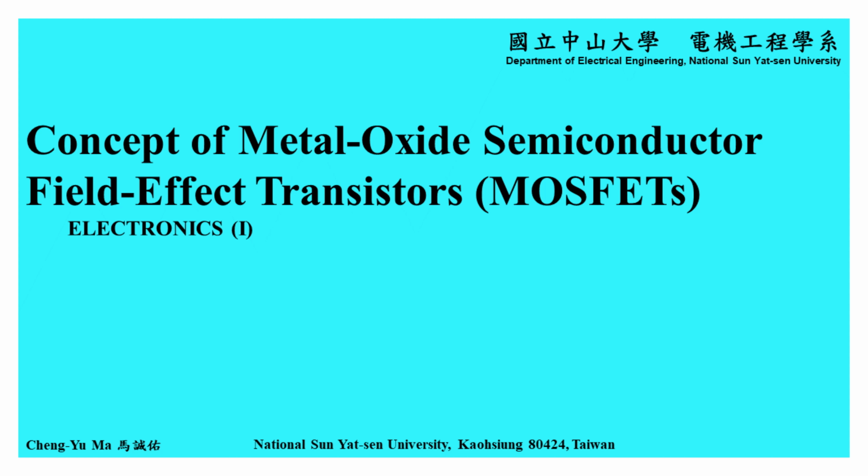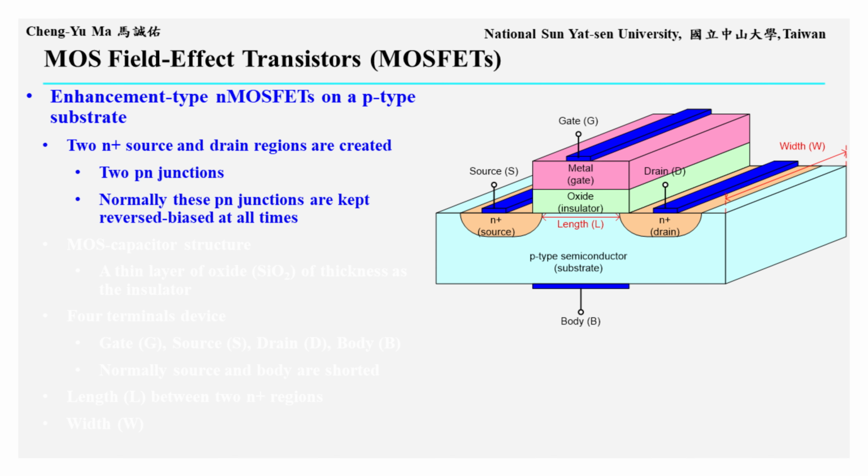Hello, everyone. In this section of electronics, we will introduce the operating concept of metal oxide semiconductor field effect transistors, or MOSFET devices. The figure on the right shows the structure of an enhancement type N MOSFET fabricated on a P-type semiconductor substrate. It has two heavily doped N+ regions used as the source and the drain. These two N+ regions form two PN junctions with the P-type substrate.